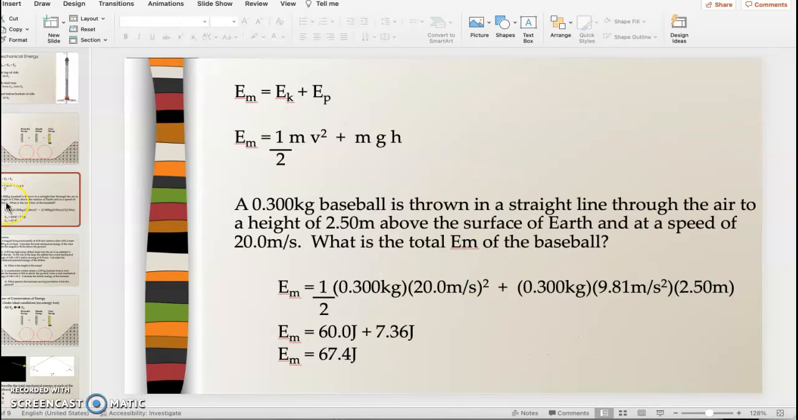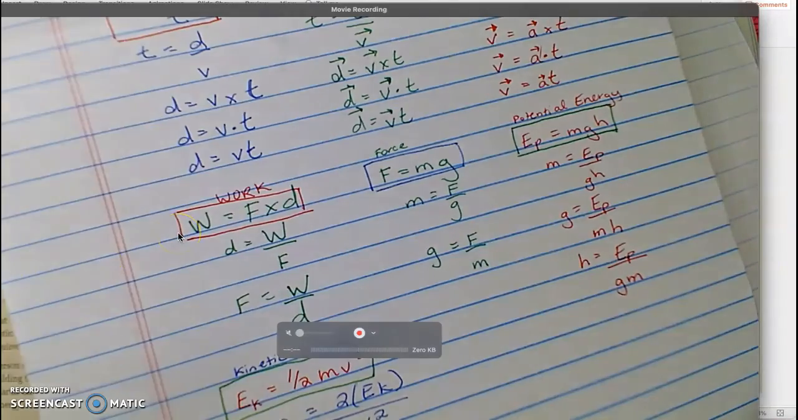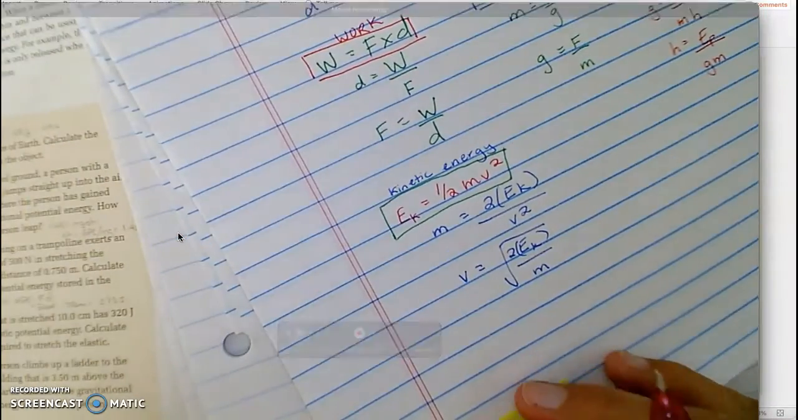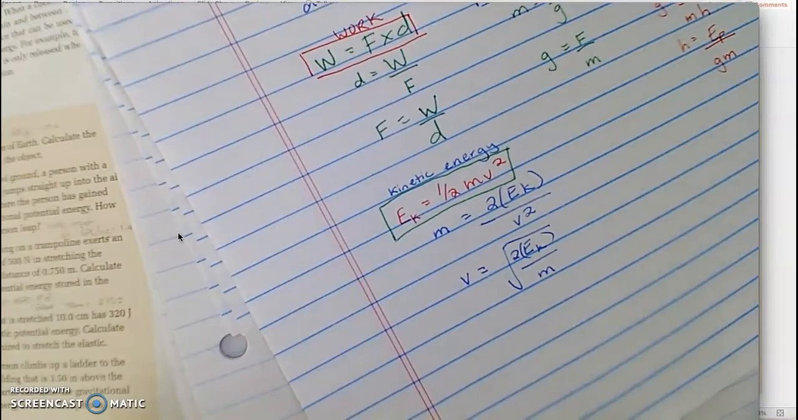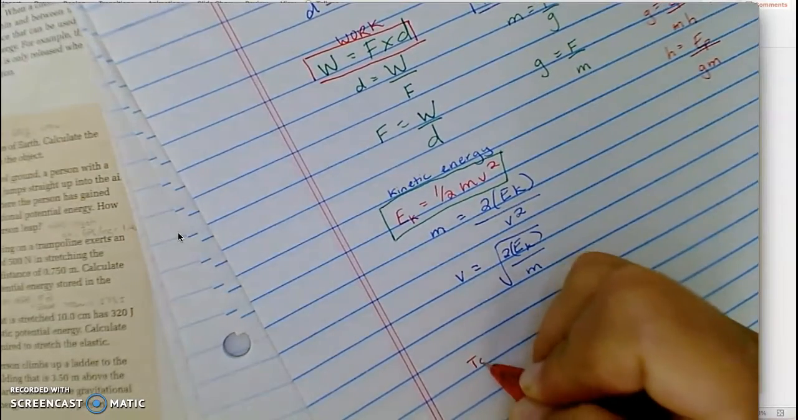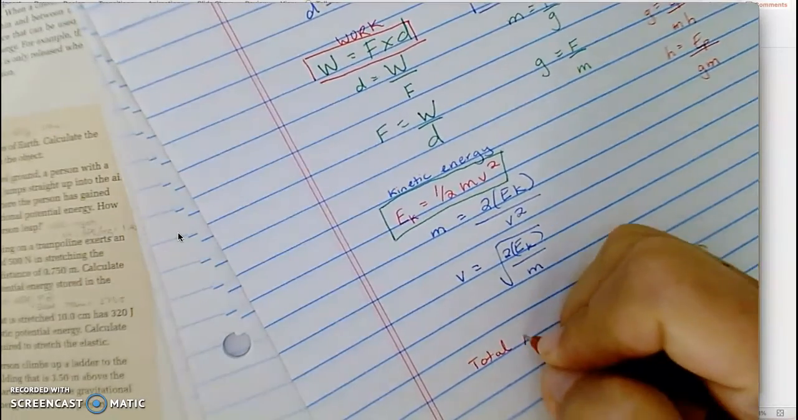So we should add this formula to our formula page, just in case we forget later. Right now it's obvious to us, but we might forget later on. So let's write that down. EM is EK plus EP. I'm going to give it its own row, because why not? I'm going to call it total mechanical energy.